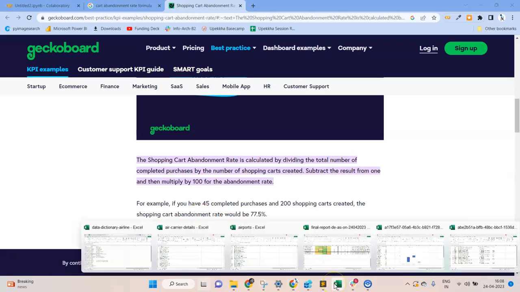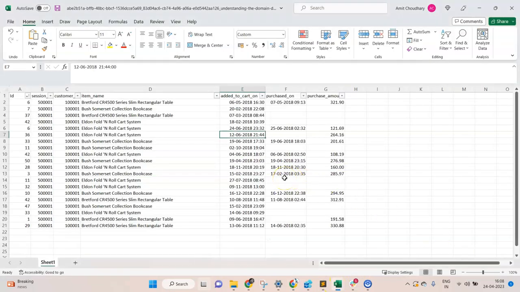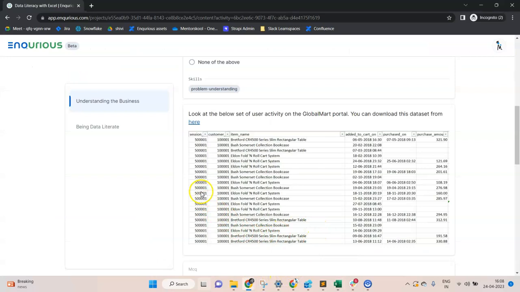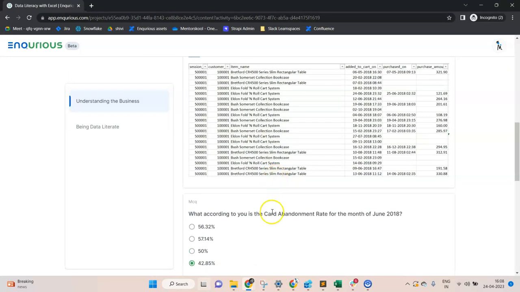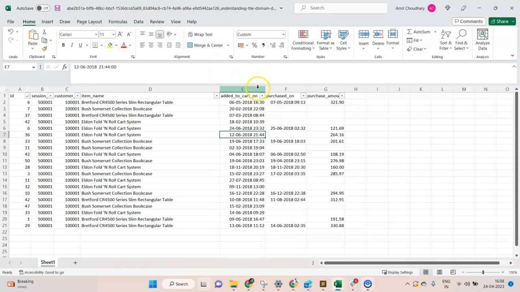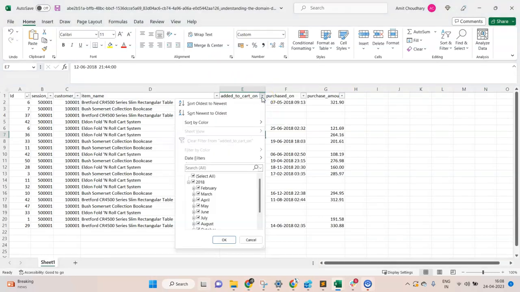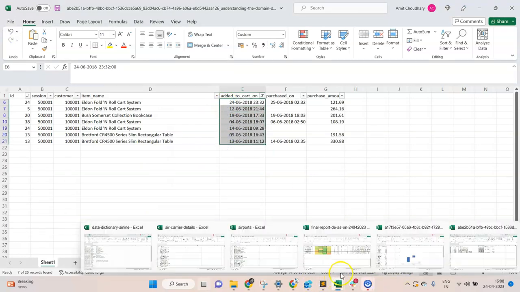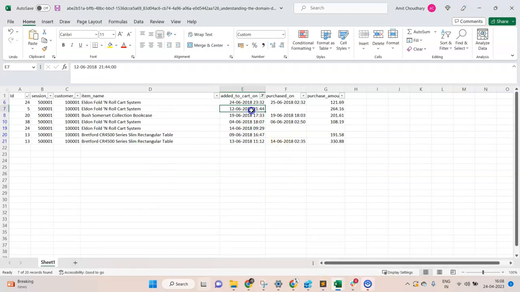So consider this example. If we go back, let's look at what's the ask. The ask is that you need to find out what, according to you, is the cart abandonment rate for the month of June 2018. So which means I have to first pull out all the records which were added to the cart in the month of June. So let's pick up. So there are total 7 records, out of which how many are still in the cart? 1, 2, 3, right? So for me it will be 3 by 7.